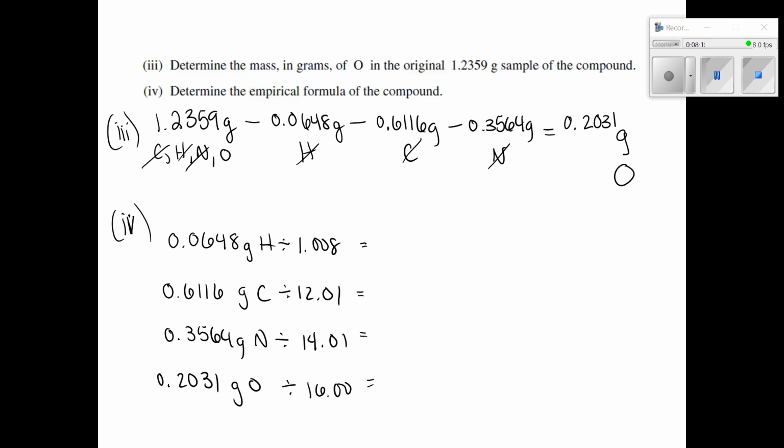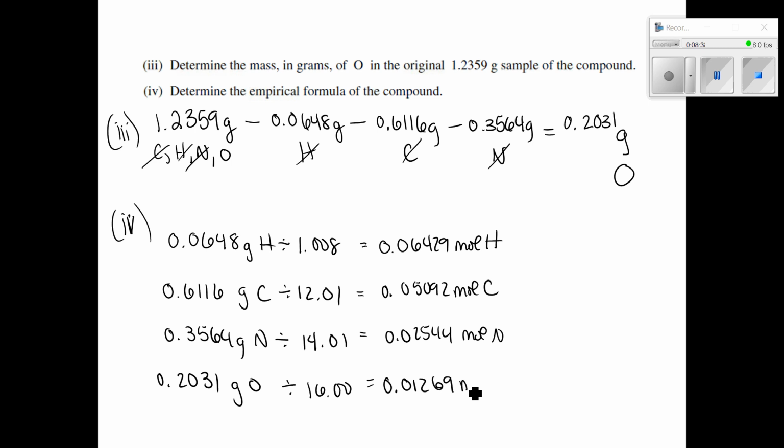So you find the moles of all of them. So you end up with 0.06429 moles of hydrogen, 0.05092 moles of carbon. We have 0.02544 moles of nitrogen, and then 0.01269 moles of oxygen.